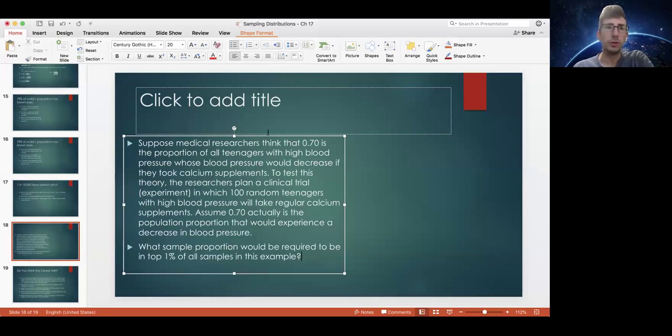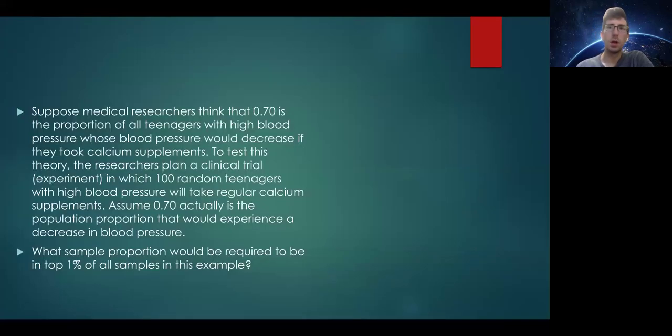We are going to do one of our last examples for chapter 17. We are back to our research example with the teenagers with high blood pressure, whose blood pressure would decrease if they took calcium supplements.